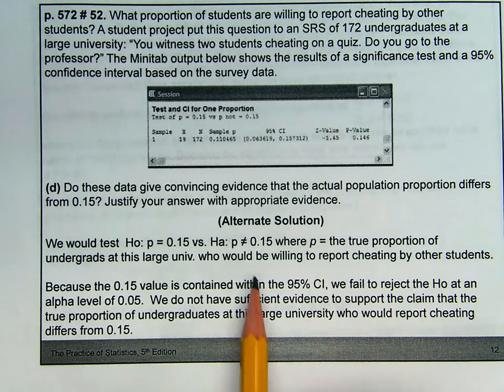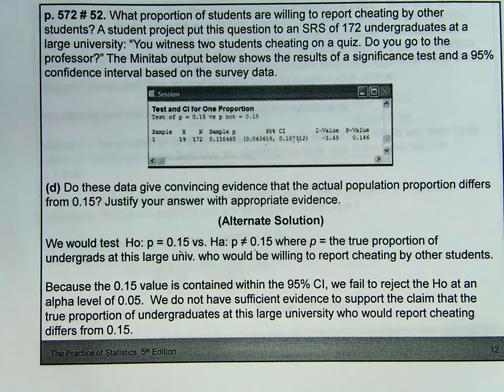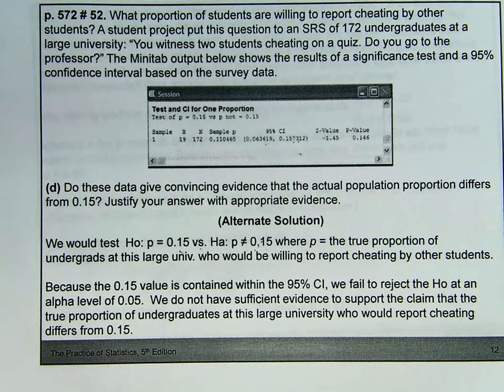So, if this number is in that confidence interval, that's a fail to reject. If this number is outside that confidence interval, we reject.